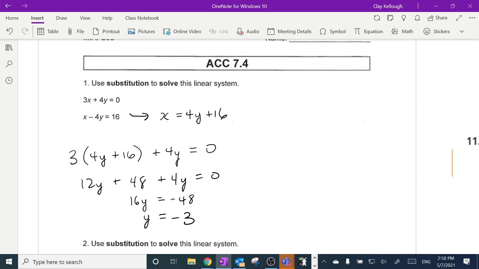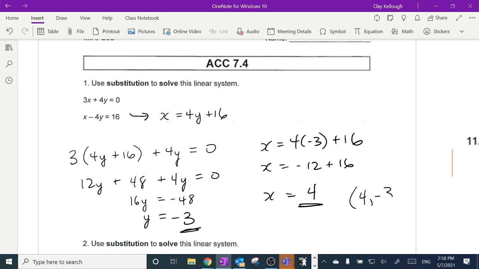And then since x is 4y plus 16, x is 4 times negative 3 plus 16, which means that x is negative 12 plus 16, which means x is 4. So my solution is 4 comma negative 3. Okay, you could do a verify if you want.